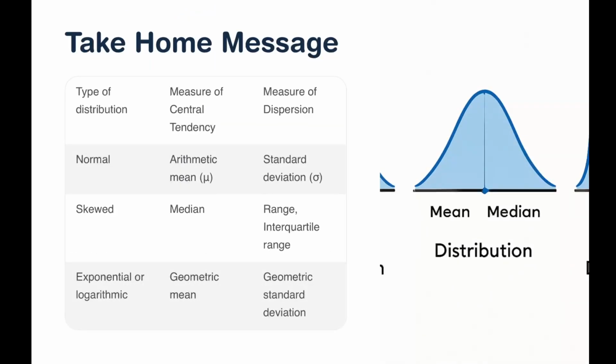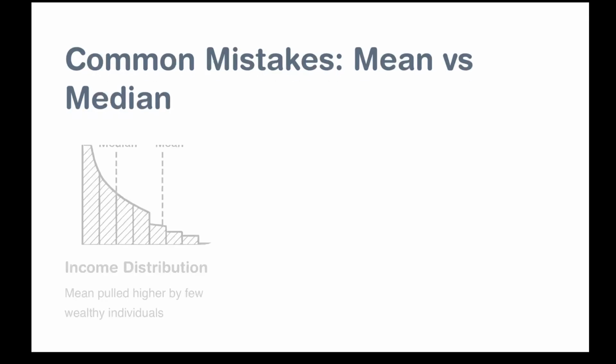So the take home message is: for normal distribution you will use the arithmetic mean, and the measure of dispersion will be the standard deviation. If it is a skewed distribution, the median will be used, and the range with the interquartile range will be used. For exponential or logarithmic distribution, we use the geometric mean and geometric standard deviation.